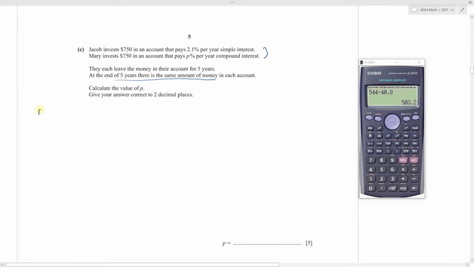So the amount in Jacob's account after 5 years. This is simple interest. The formula for simple interest is principal multiplied by 1 plus rate into time in years divided by 100.